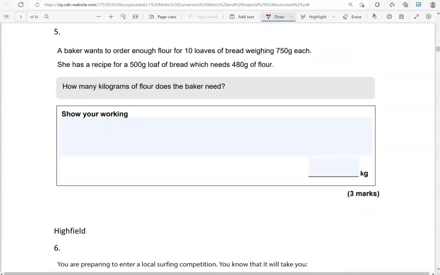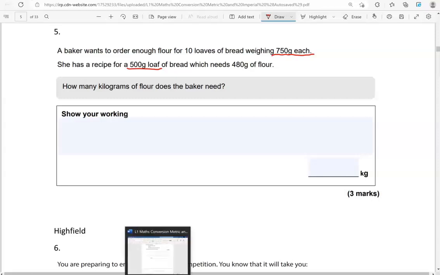A baker wants to order enough flour for 10 loaves of bread weighing 750 grams each. She has a recipe for a 500-gram loaf of bread which needs 480 grams of flour. How many kilograms of flour does the baker need? So for 500 grams of bread, she needs 480 grams of flour. But she's going to make breads which weigh 750 grams instead. So she will need more flour. But how much more?